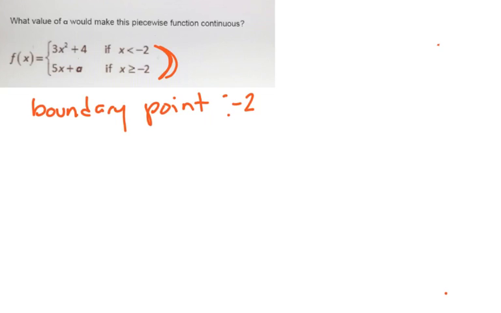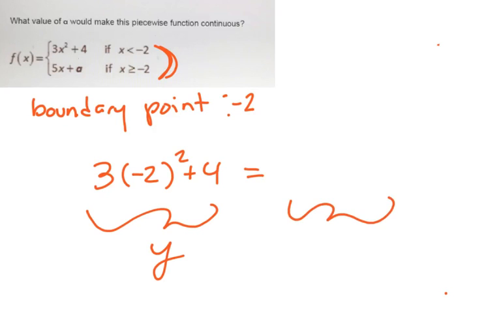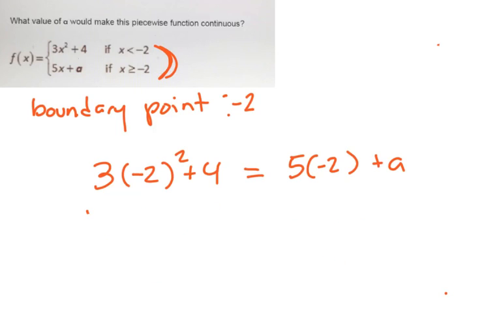So I'm going to set this up like this. I'm going to put my boundary point in and set these y values. Remember, this is y, and this y has to be the same. This is the y for the other piece of the piecewise function. Okay, and then we're going to just solve.